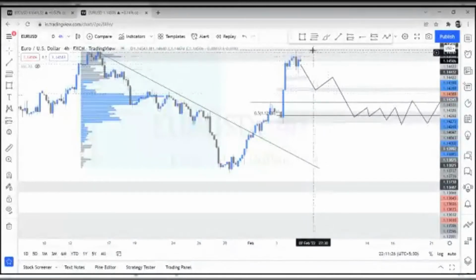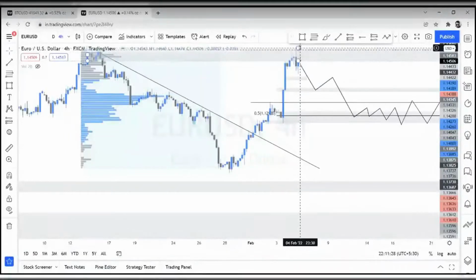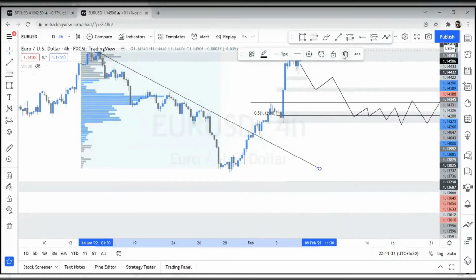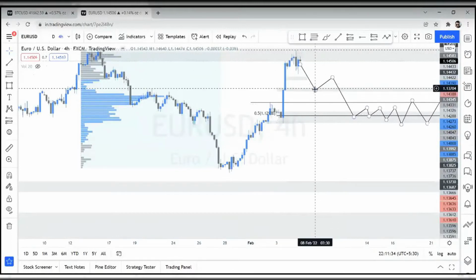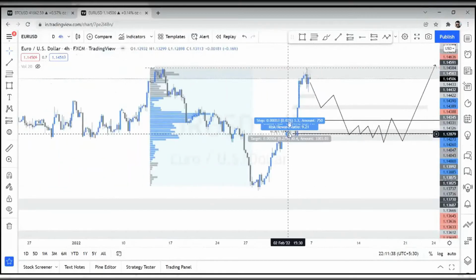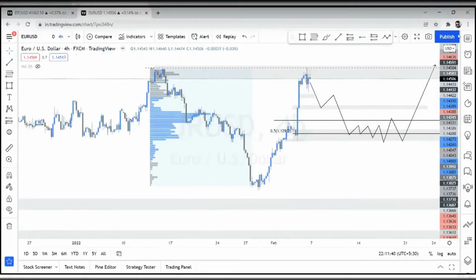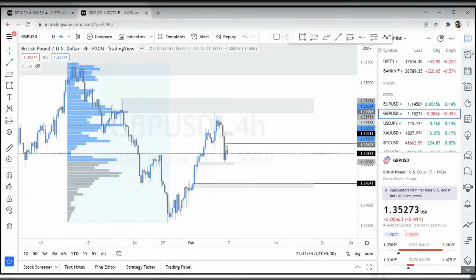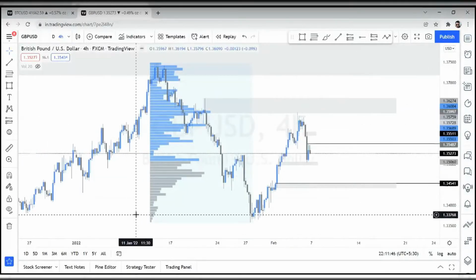If you sold from here and you're just waiting, that's okay. We will look for a buy from somewhere here or somewhere here. So that's for EUR/USD. So let's go to GBP/USD. What do we have here? Let me just remove this.